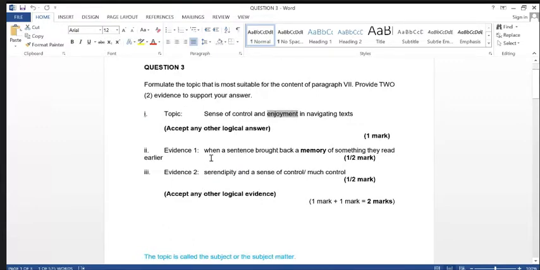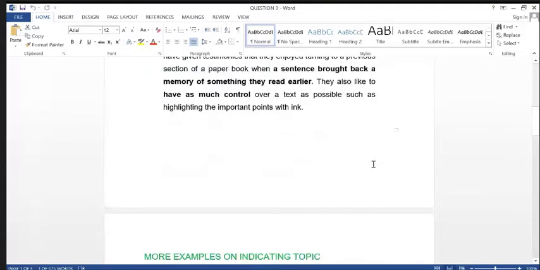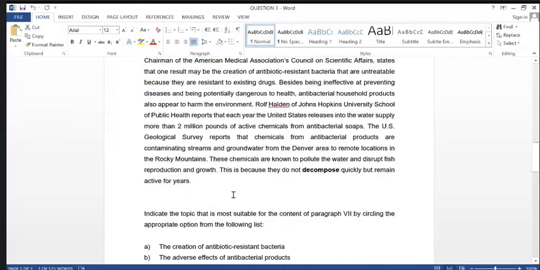So what evidence is doing is trying to support your answer. In this case, question 3 is trying to support the topic that you have written here. Why do you say it's about sense of control? Because of this sentence available in the text. Why do you say the focus is about enjoyment? Because of this sentence available in the text. All right, so for topic, 1 mark; for evidence, 2 marks. Right? Okay, I give some example here below. Later you can check when I share this with you.